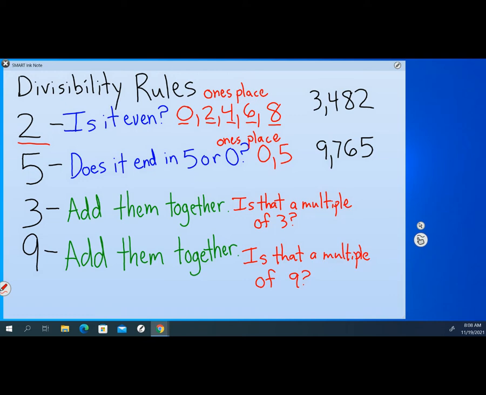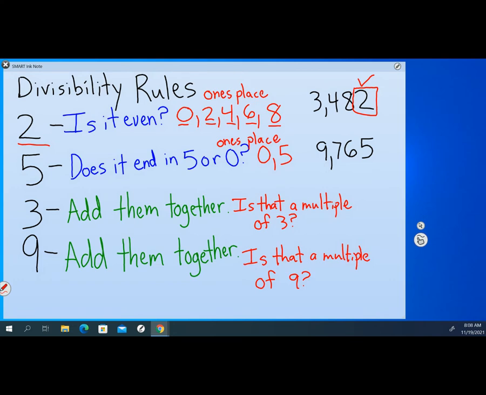Like when I look at the number 3,482, all I have to look at is my ones place. If that ones place is a 0, a 2, a 4, a 6, or an 8, then 2 has to work. It's an even number. It means there'd be no remainder.